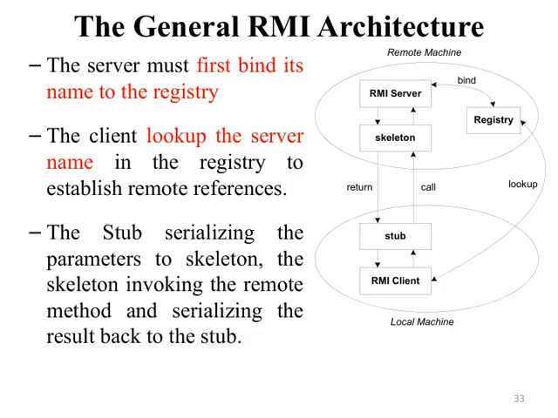Let's take a closer look at the general RMI architecture. First, the server must bind its name to the registry. This step is crucial because it makes the server discoverable by clients. Next, the client looks up the server name in the registry to establish remote references. This lookup process allows the client to find and connect to the server remotely. Once connected, the stub on the client side serializes the parameters and sends them to the skeleton on the server side. The skeleton then invokes the remote method, processes the request, and serializes the result back to the stub. This entire process enables seamless communication between the client and server in a distributed environment.